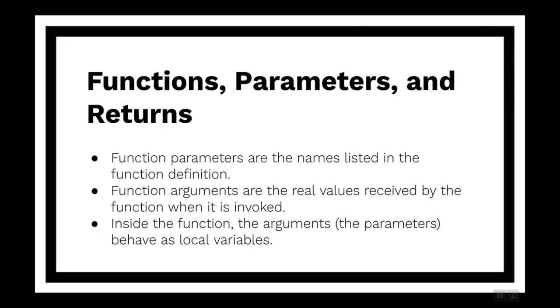So in case of the multiplication function you saw, it took in two parameters that had two numbers and it returned a value. So it just returned the product of those two numbers. And inside the function, the parameters behave as local variables.